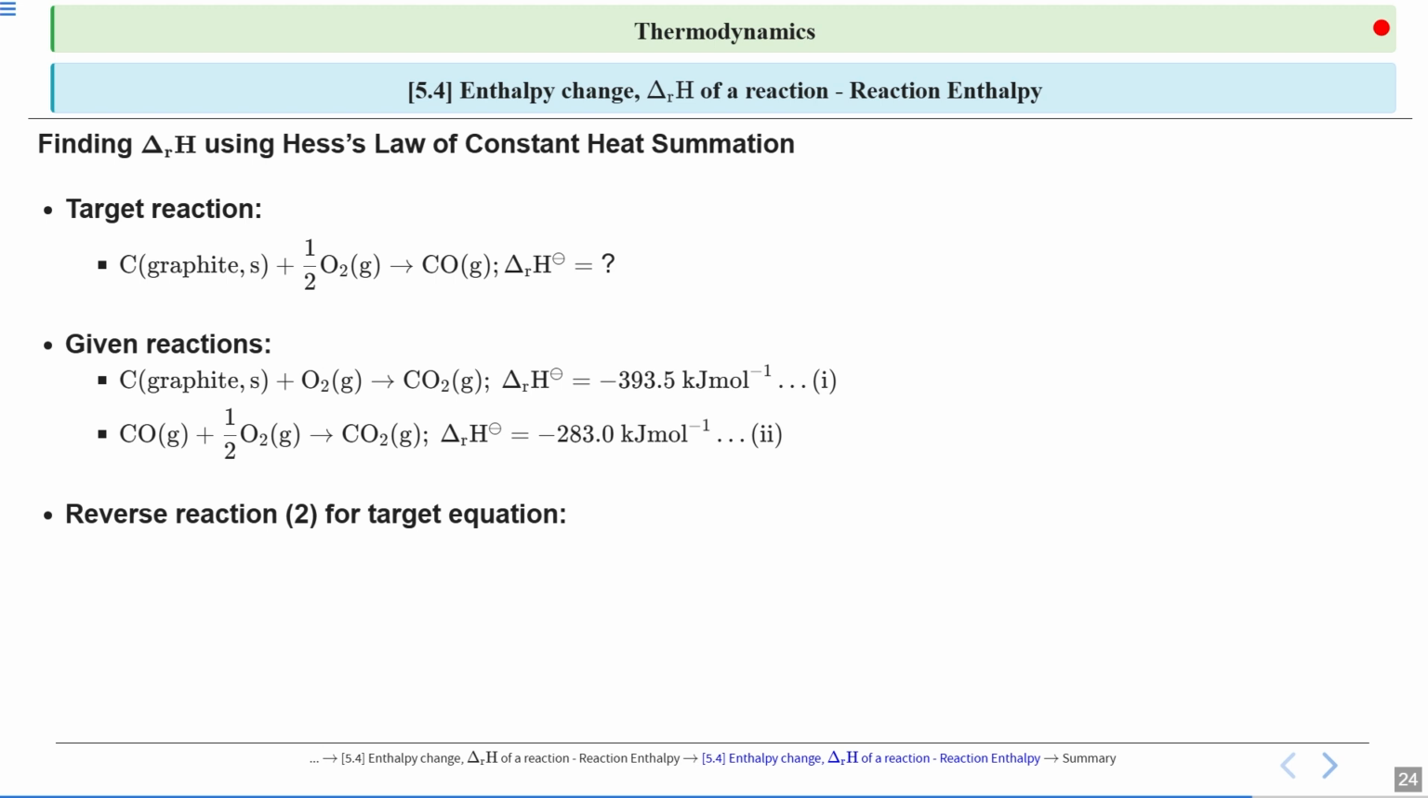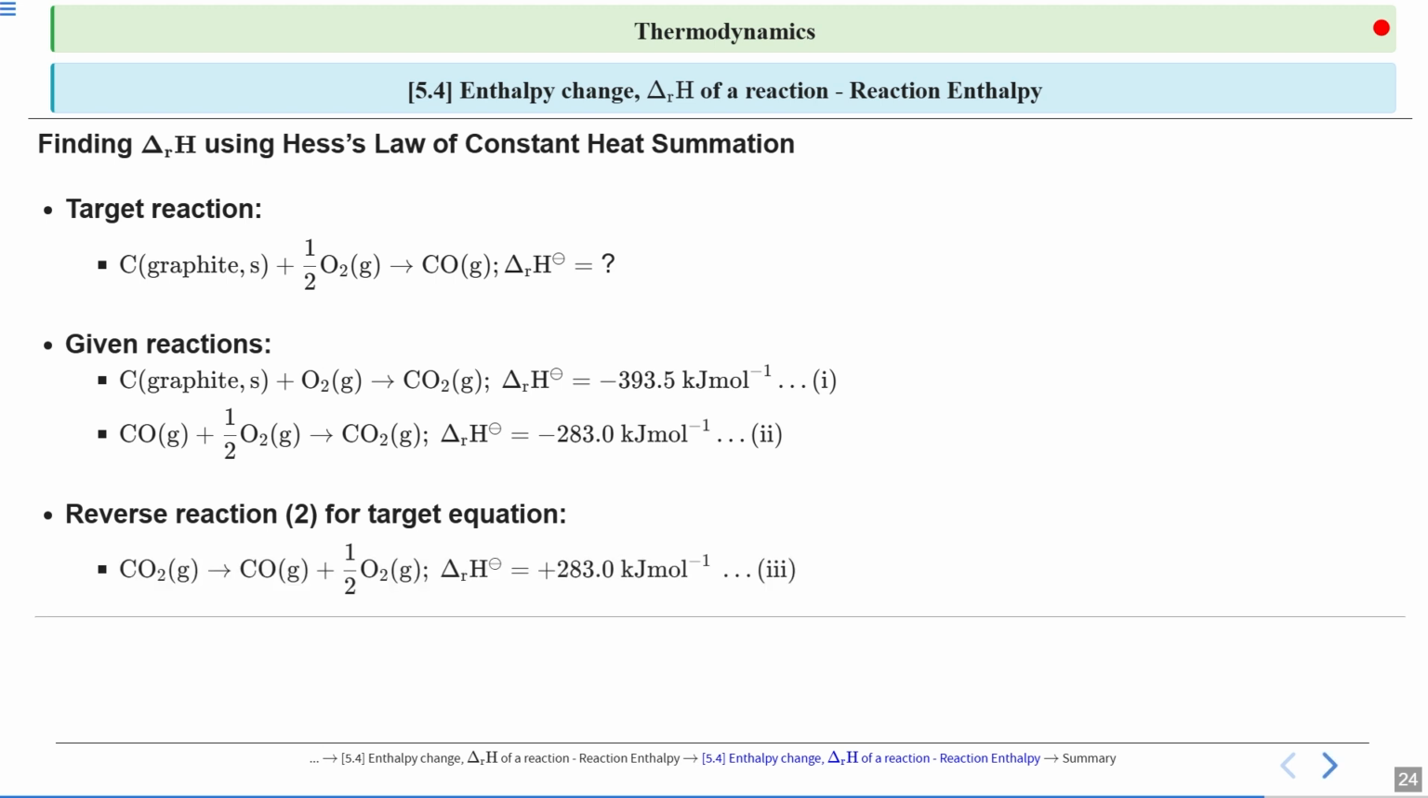So what we will do in the next step, we will reverse the second reaction. If you do so, what will happen to the reaction enthalpy? It will take the opposite sign. Now, the carbon dioxide will be decomposed to carbon monoxide and half mole of oxygen, and the enthalpy change of the reaction is plus 283.0 kilojoule per mole.